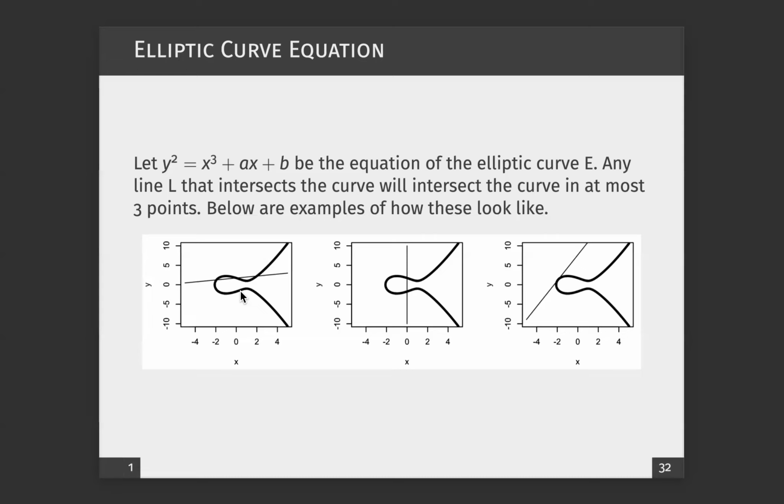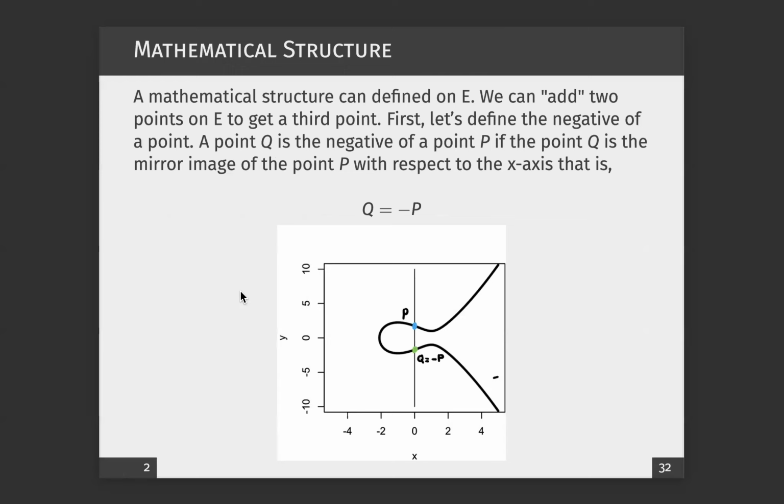If you have any line that intersects the curve, it can intersect in three ways. One is intersecting at 3 points. The other is intersecting at 2 points only. And the last one is intersecting at 1 point, so it's a tangent to the curve at that point. The good thing about this elliptic curve is that we can define a mathematical structure.